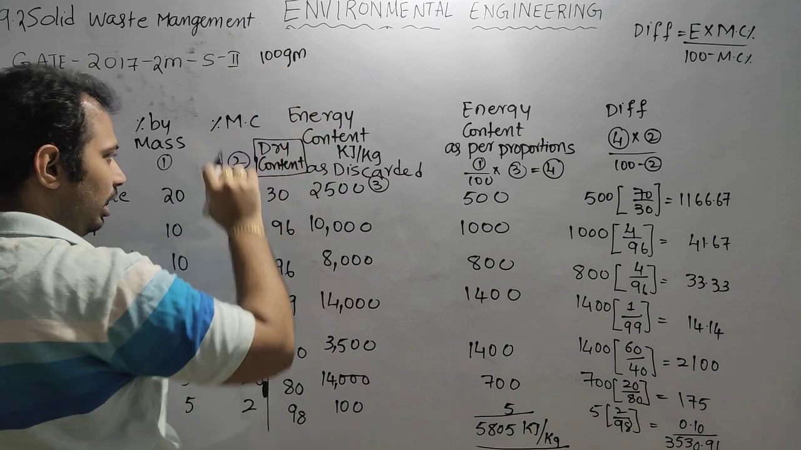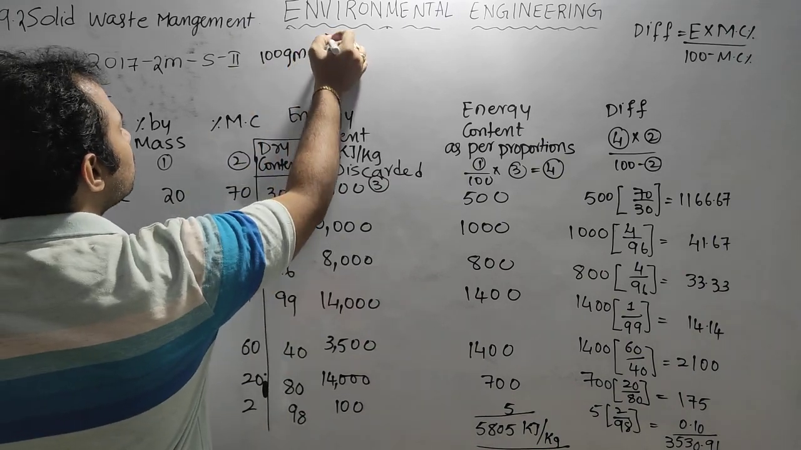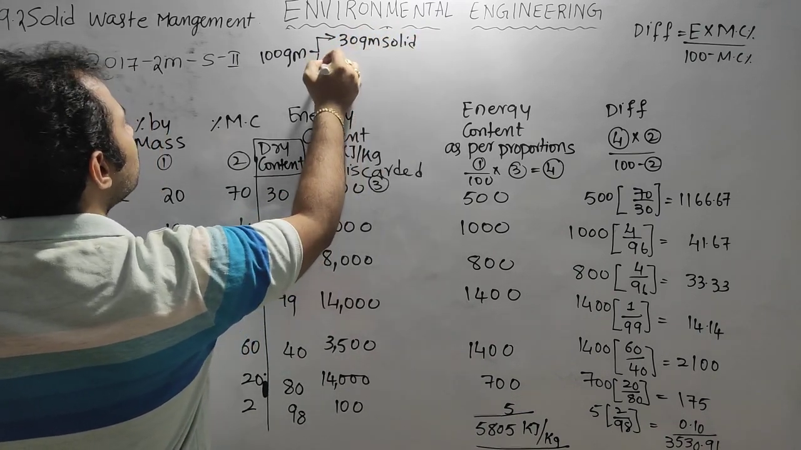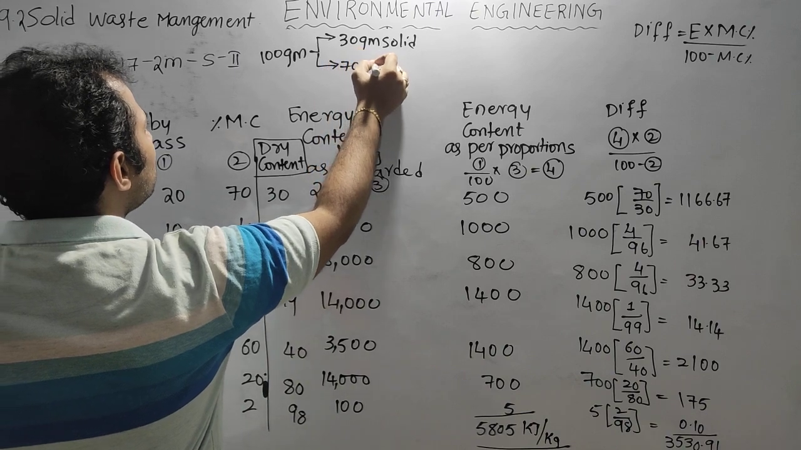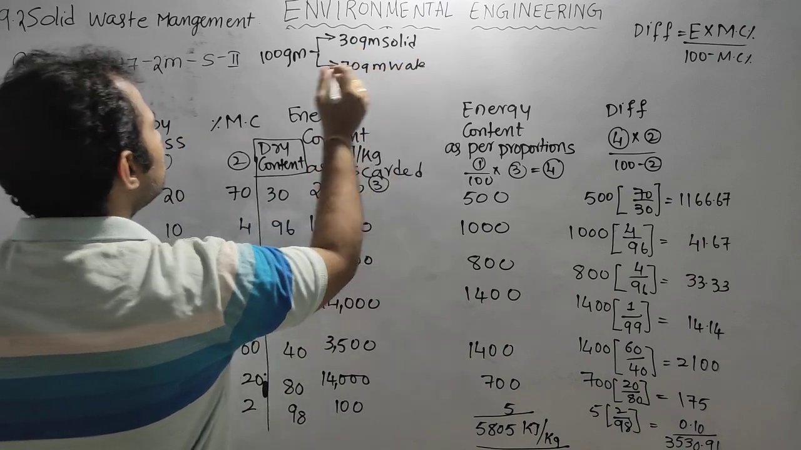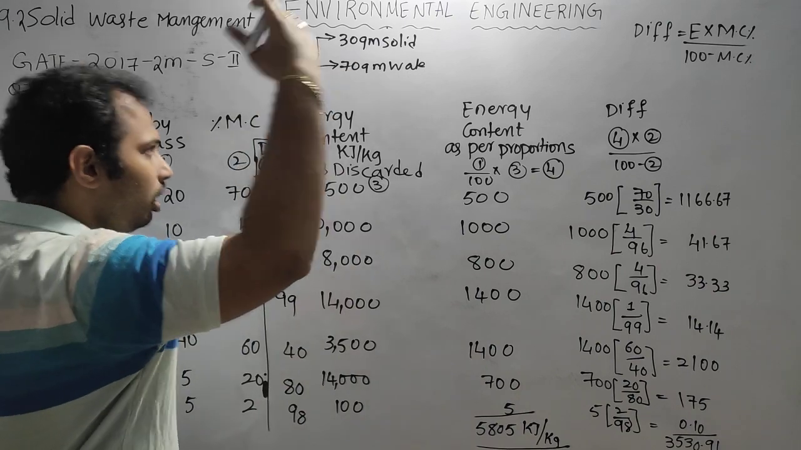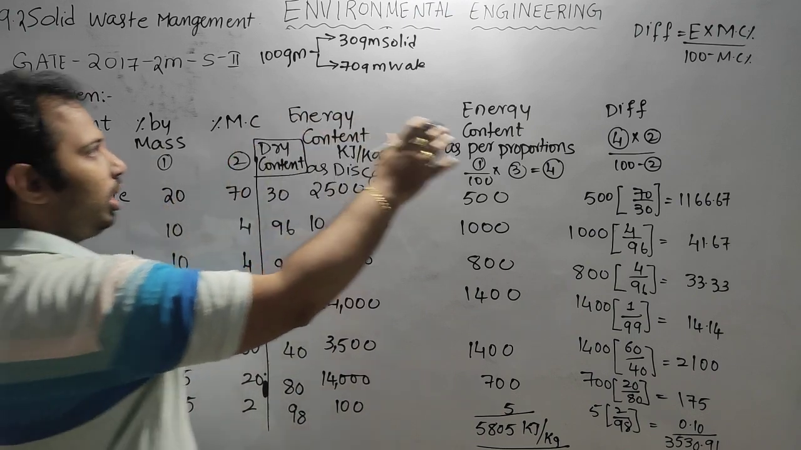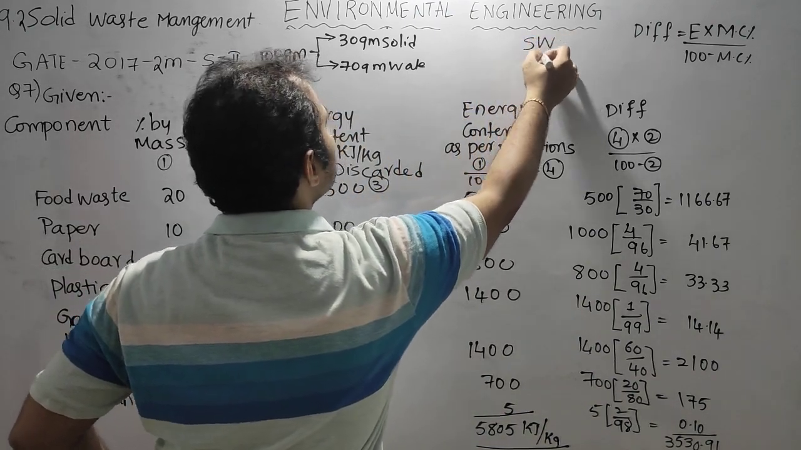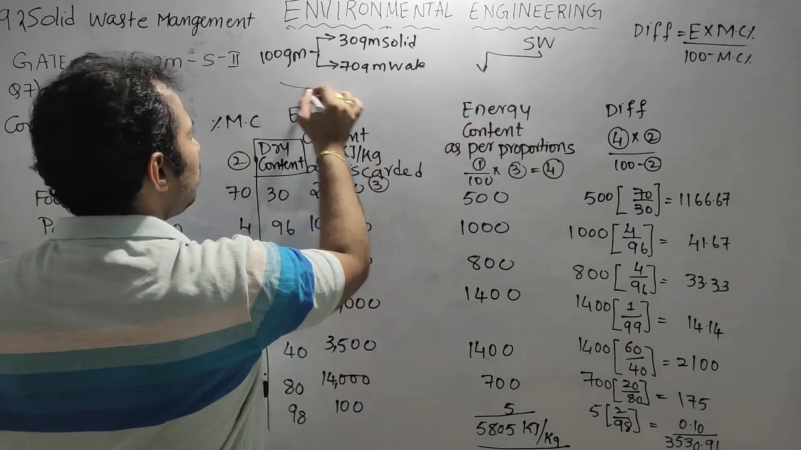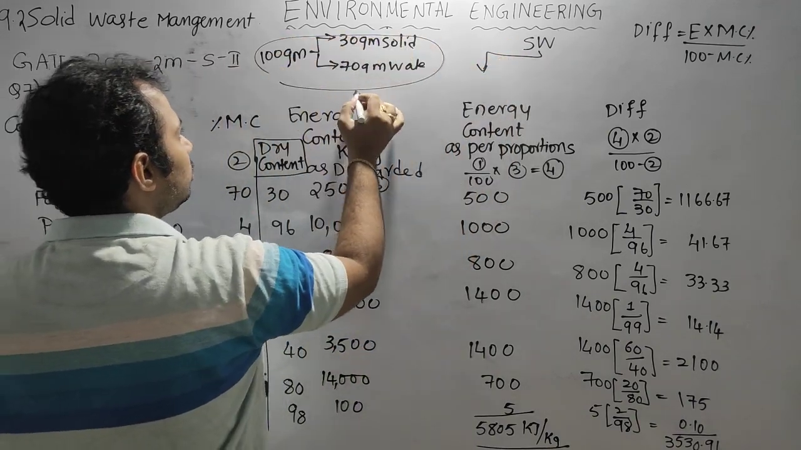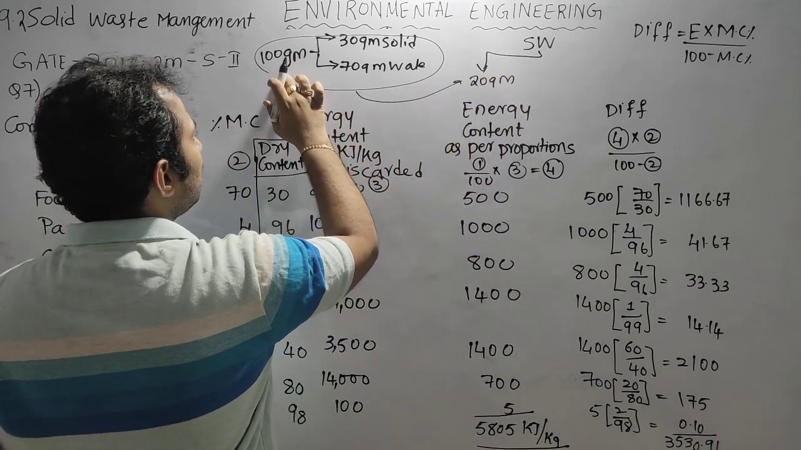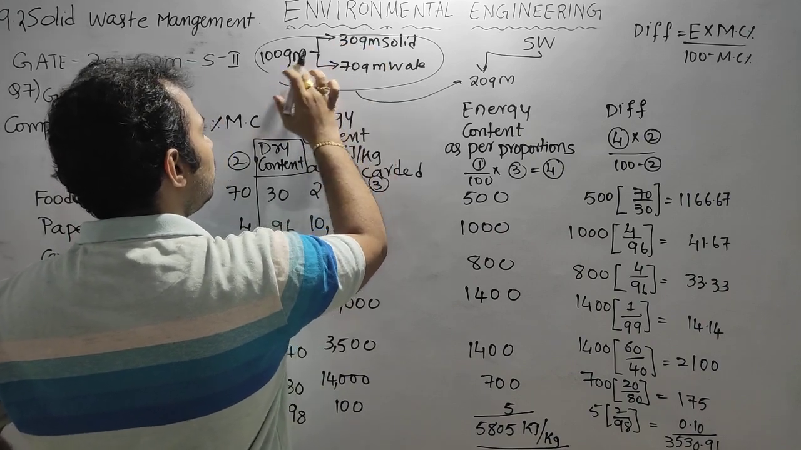Okay, some solid mass is having 100 gram. In this, 30 gram is solid and 70 gram is water. Now this is not 100 gram in the solid waste. It is only 20 gram. In the solid waste, this solid is also present. So this solid here is only 20 gram. For 100 gram, the solid is 30 gram.